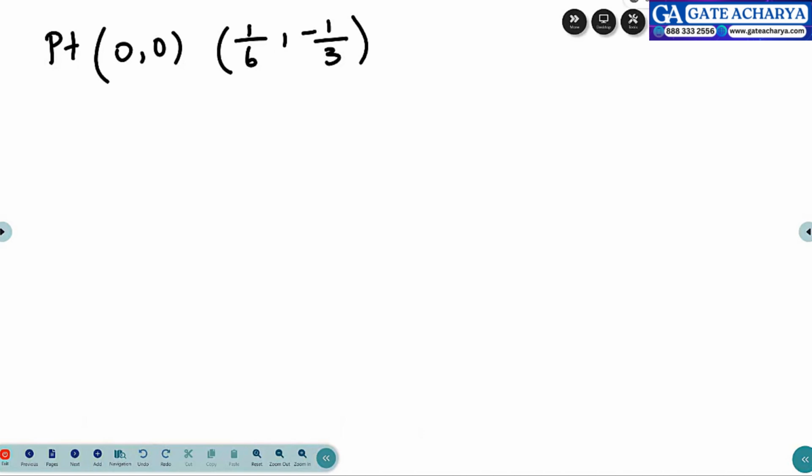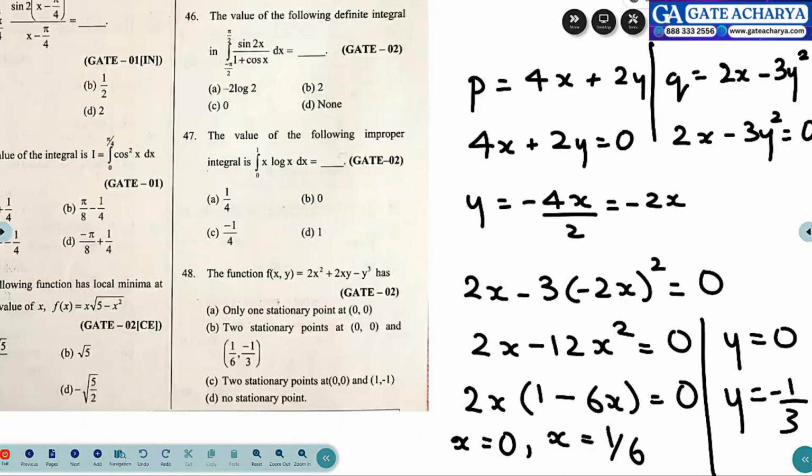Which option? Option B has two stationary points at 0, 0 and 1 by 6, minus 1 by 3. Okay. Whether they are maxima or minima, we cannot say. We have to investigate that. We investigate 0, 0, right? 0, 0 was found out to be what? Saddle point. We can also investigate 1 by 6, minus 1 by 3, and that can be minima.